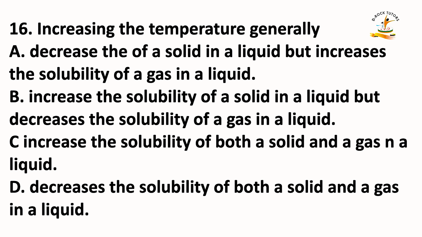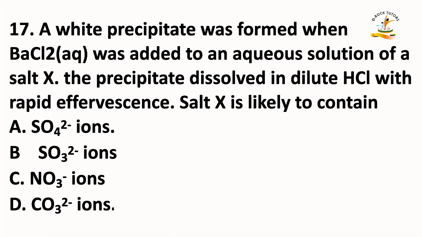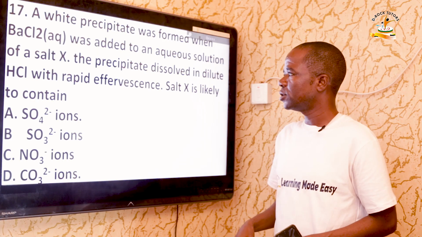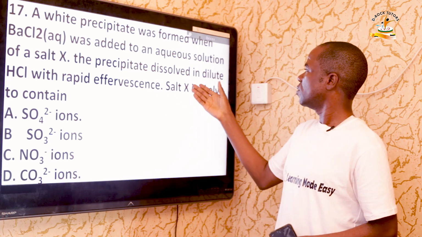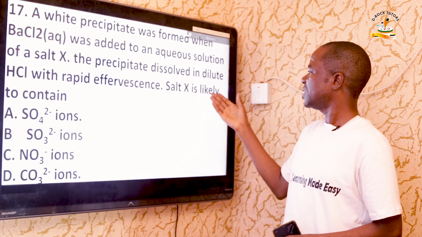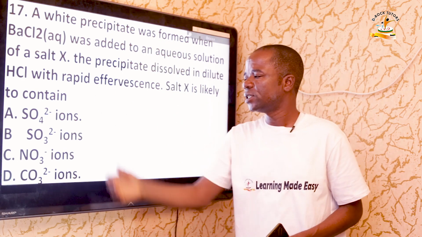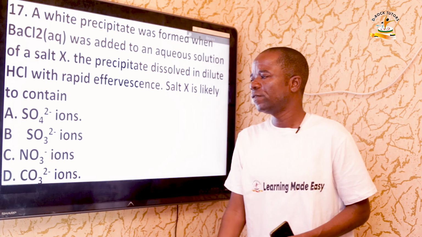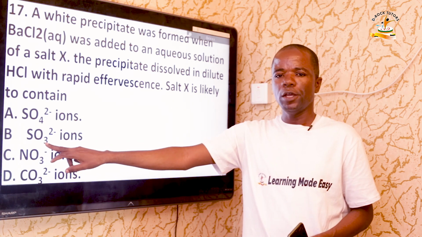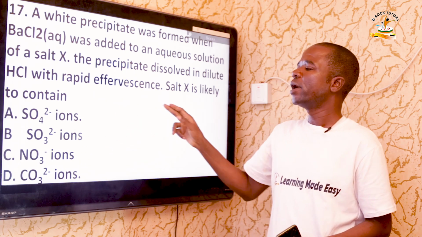Let's go to number 17. A white precipitate was formed when barium chloride was added to an aqueous solution of a salt. The precipitate dissolved in dilute HCl with rapid effervescence. Salt X is likely to contain. The correct answer here is definitely option B, that is sulfite ion or sulfate ion.